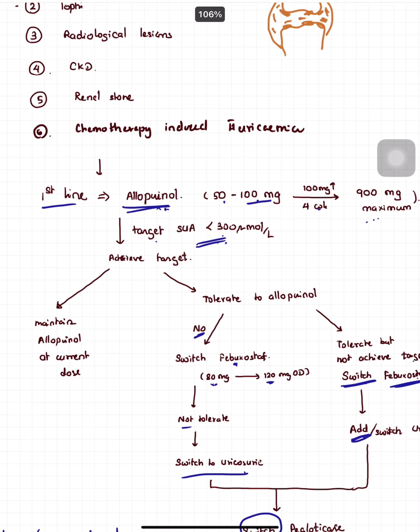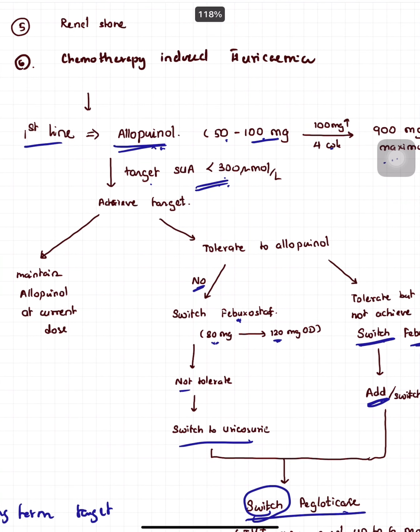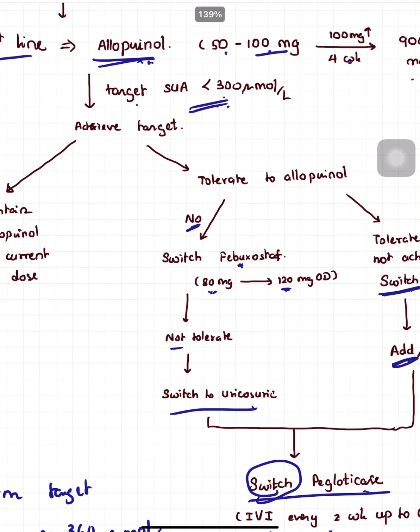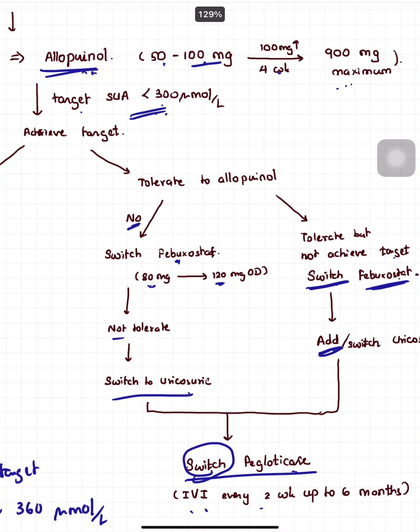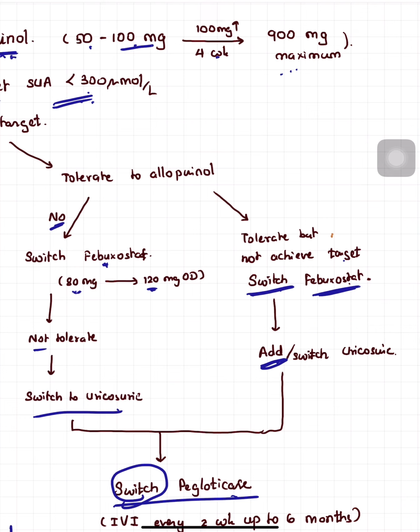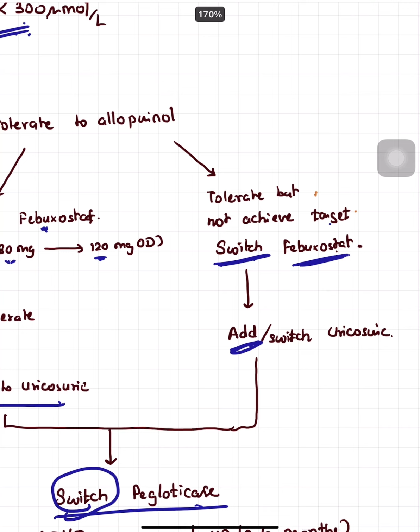If the patient is not tolerant to allopurinol, we can switch to febuxostat. It is started at 80 milligram and increased up to 120 milligram once a day. And if it is not tolerated, we can switch to another agent. If the patient can tolerate allopurinol, but the target isn't achieved with allopurinol, we can switch to febuxostat because it is more potent than allopurinol. And if the target isn't achieved with febuxostat, we can add or switch to another agent.